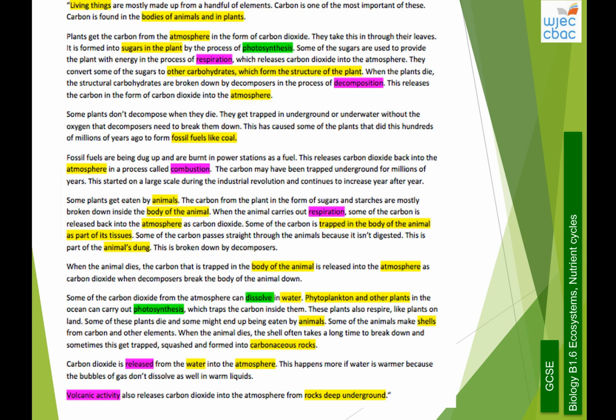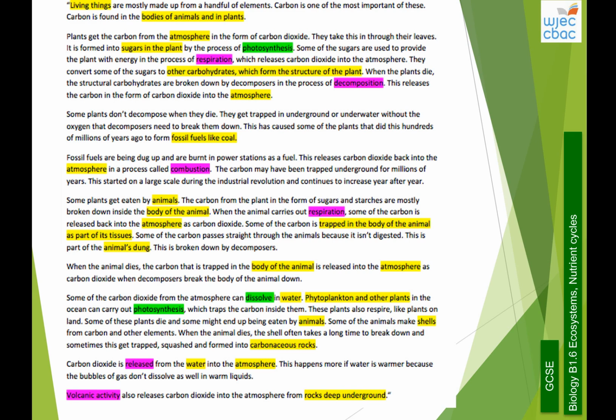Combustion, any form of burning of anything that contains carbon is going to release carbon dioxide. We've got respiration again. And then carbon dioxide is released from the water into the atmosphere. Sometimes, as the water evaporates, carbon dioxide will go into the atmosphere. And in volcanic activity, the carbon dioxide is often released from rocks that are deep underground.